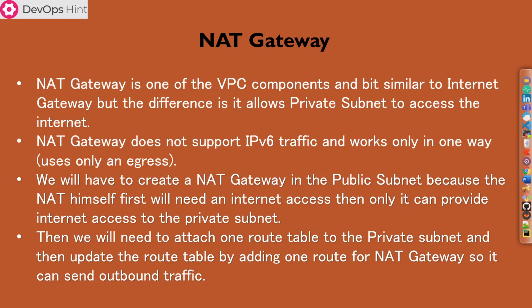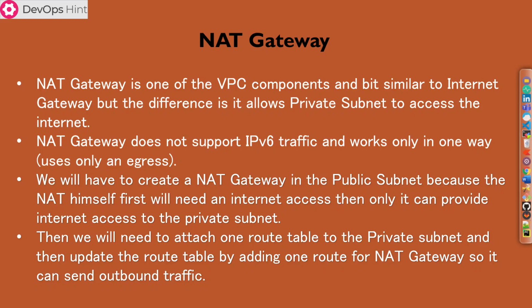So NAT gateway does not support IPv6 traffic and works only in one way. This is a very important point, that NAT gateway works in only one way, that is it uses only egress. It allows outbound traffic to the internet. Then we will have to create a NAT gateway in the public subnet, because the NAT himself will first need internet access and then only he can provide internet access to the private subnet.